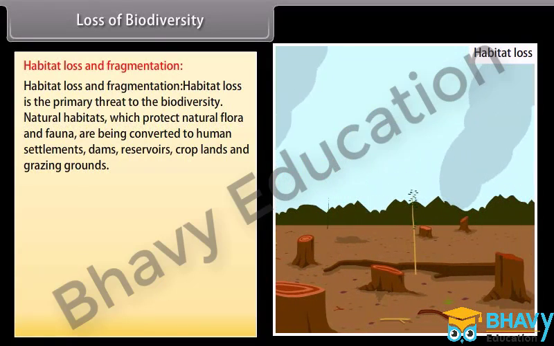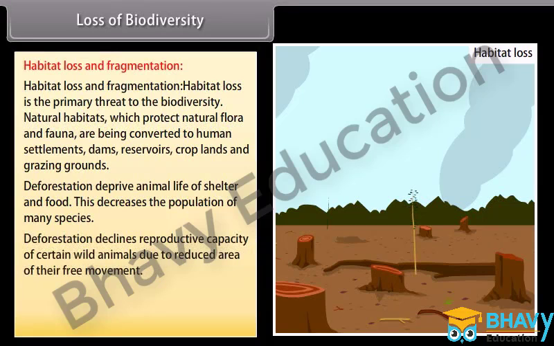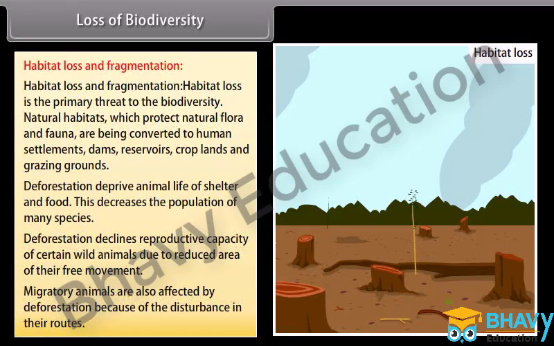Natural habitats, which protect natural flora and fauna, are being converted to human settlements, dams, reservoirs, croplands, and grazing grounds. Deforestation deprives animal life of shelter and food. This decreases the population of many species. Deforestation declines reproductive capacity of certain wild animals due to reduced area of their free movement. Migratory animals are also affected by deforestation because of the disturbance in their routes.